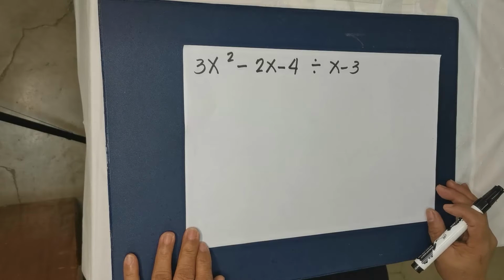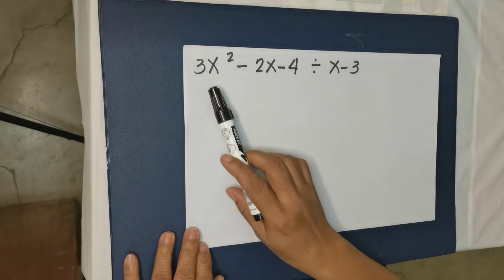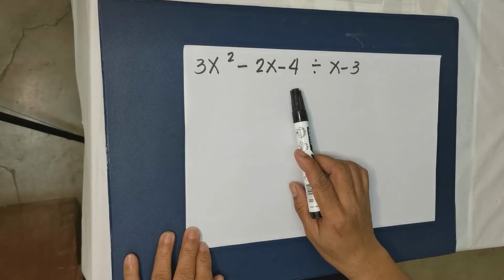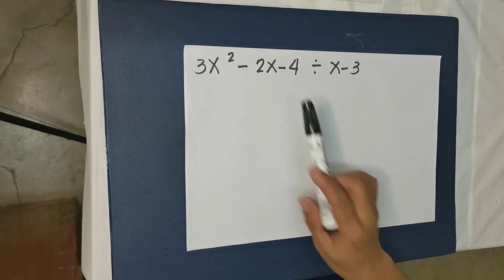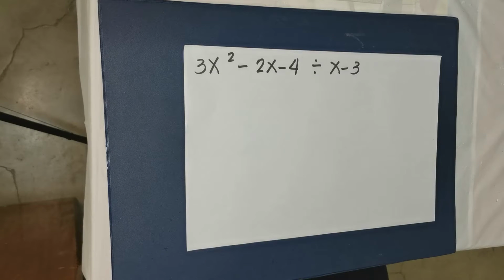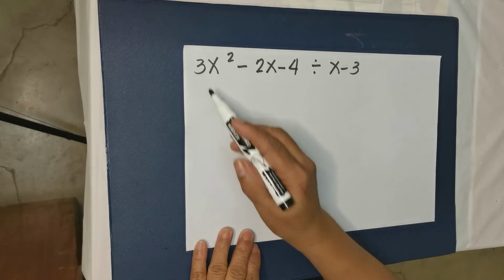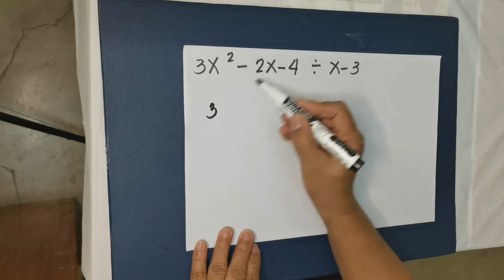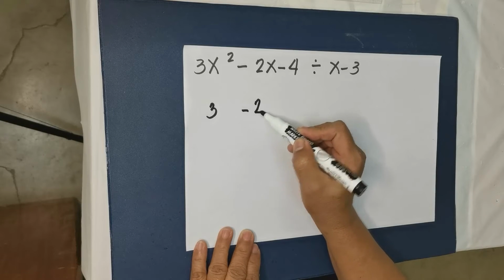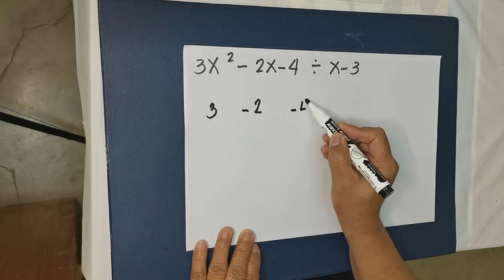So the first thing that we are going to do is to arrange your terms from the highest exponent down to the constant. So we are going to have it in decreasing order. Once it is not arranged properly, then we have to arrange first before we proceed with our synthetic division. So what we are going to do is, we are going to bring down the numerical coefficients of the variable. So we have there your 3, we bring down the negative 2, we bring down the negative 4.